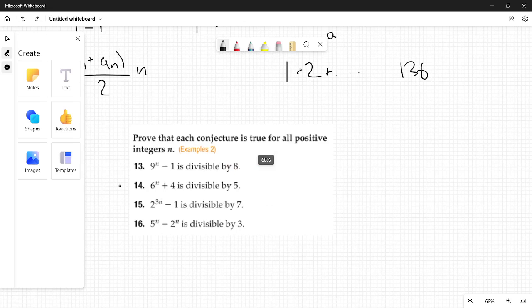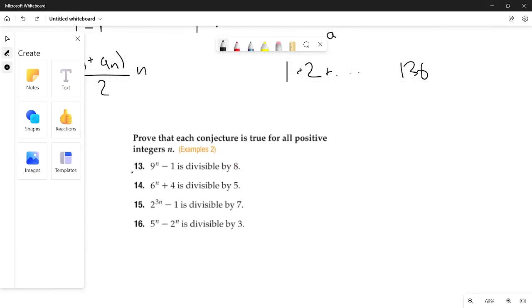So moving on, one of the things that Aaron said might be on the test tomorrow is these divisibility problems. This is a type of proof problem, so I'm going to go over briefly what notation you want to see when describing a proof.